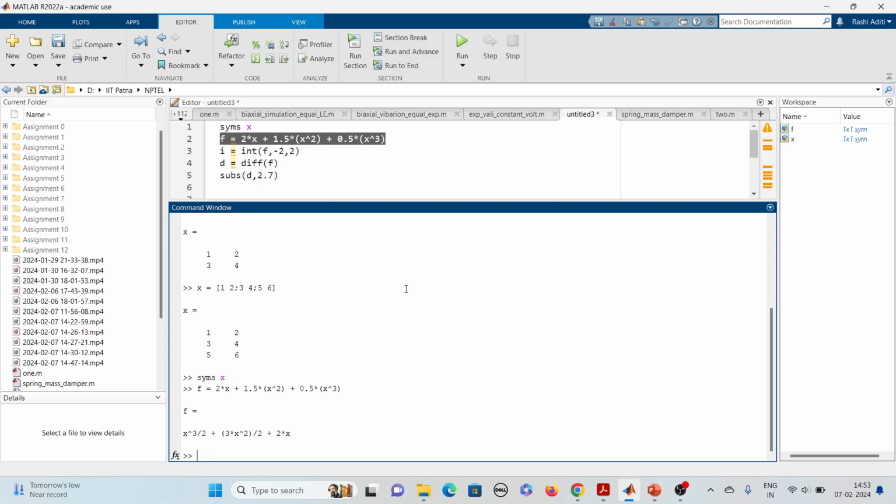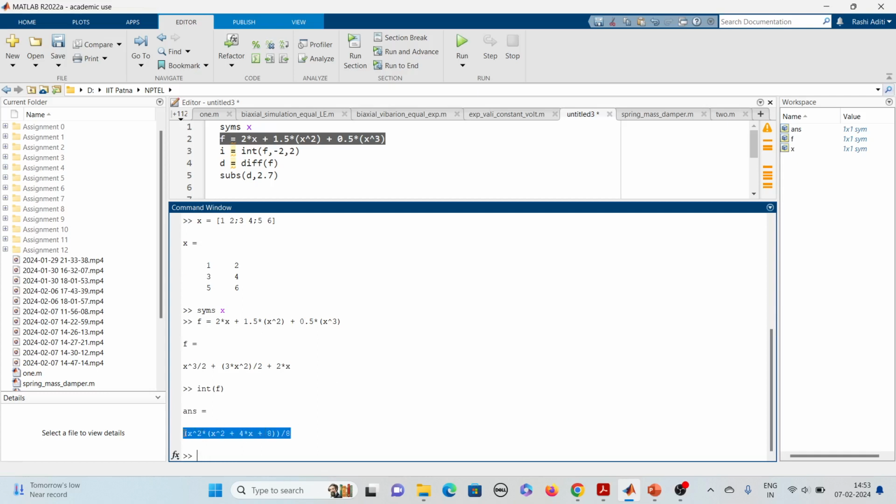In case of indefinite integral, we don't put the value of the limit. So what if I want to perform an indefinite integral on f? However, the question that we have here, there we have to find the definite integral. We have the limits from -2 to 2. But in case of indefinite integral, what are we going to do? We are going to write int of function f here. See, here we got this. This is the integration of f with respect to x. This is the function.